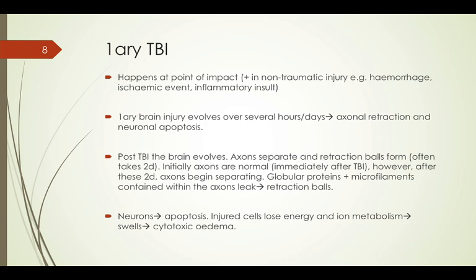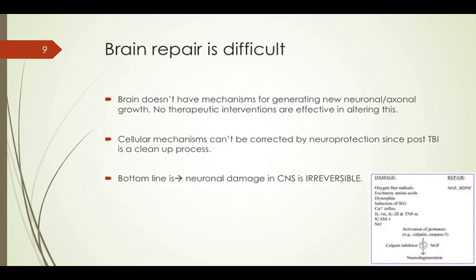After the traumatic brain injury, the brain has some potential to change, to evolve. The axons separate, they form retraction balls. This often takes a couple of days, and then they begin to separate. You find globular proteins and microfilaments, which the axons initially had, leaking out of them, and this is what's known as the retraction balls. As I mentioned earlier, the neurons then undergo cell death. They lose their energy and ion metabolism, leading to cytotoxic edema.